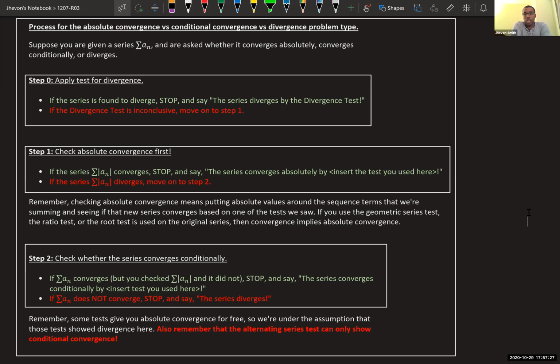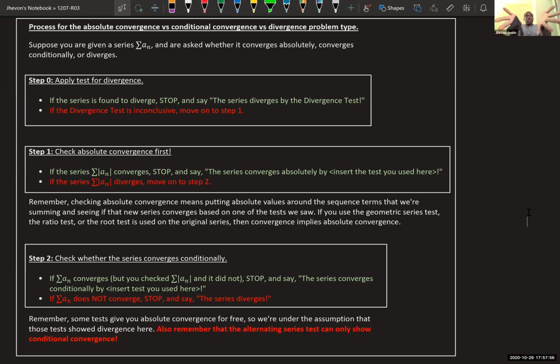This step involves you just taking a limit, so it should be quick for you to actually figure out whether or not it will give you any definite conclusion. So you always just check in the beginning, right? So step 0, you apply the test for divergence. If the series is found to diverge from the test for divergence, then you stop. You don't have to do anything else. You stop the process and you say, the series diverges, right?